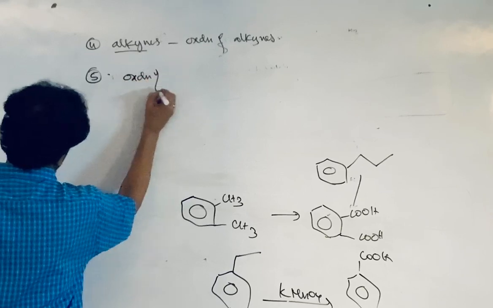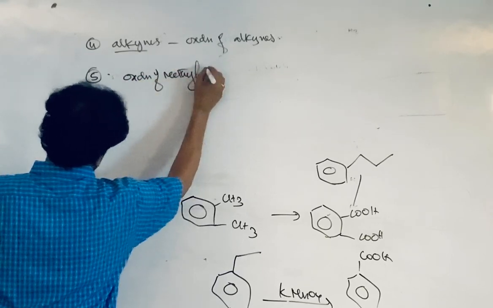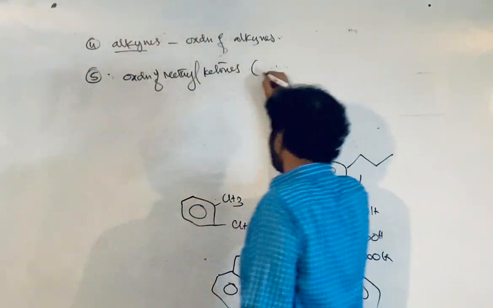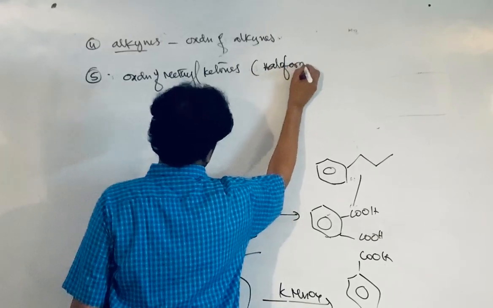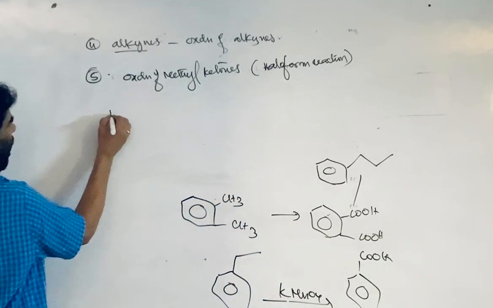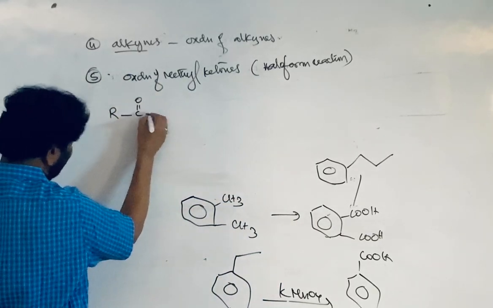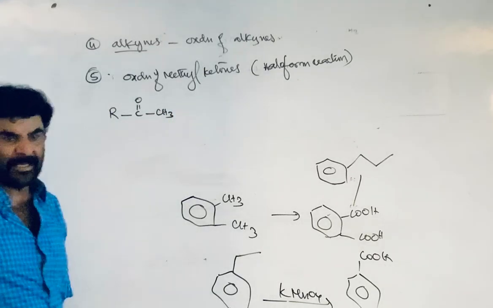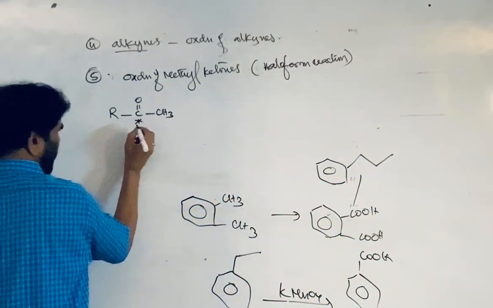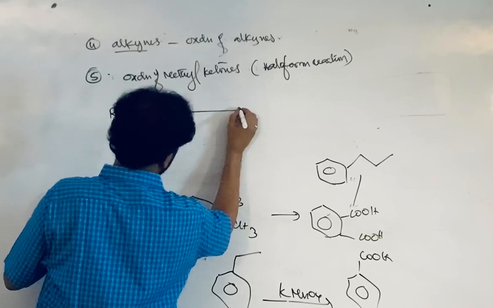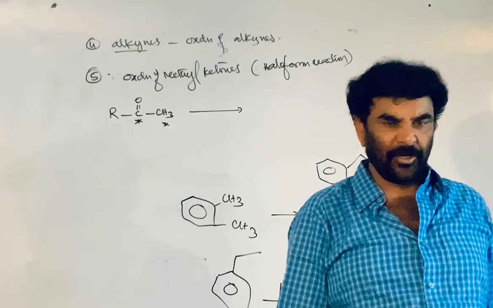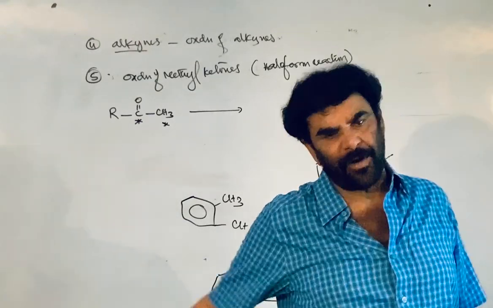And now the next method is from methyl ketones, oxidation of methyl ketones. You know the haloform reaction. All methyl ketones, that is, a ketone with a methyl group on the carbonyl carbon, are methyl ketones. This is the carbonyl carbon, this is the methyl carbon. All methyl ketones give the iodoform test, so there we treat with the haloform test, the haloform reaction.